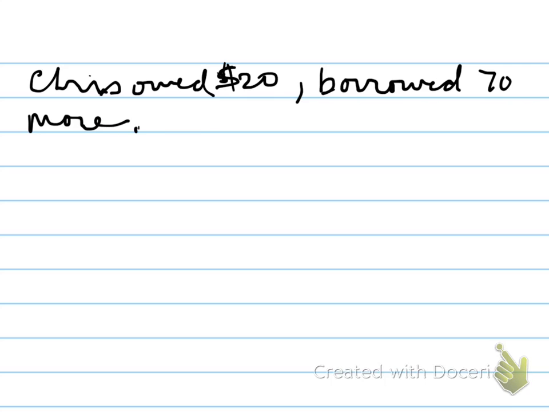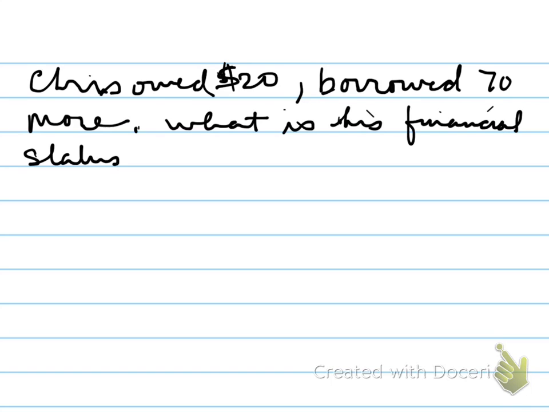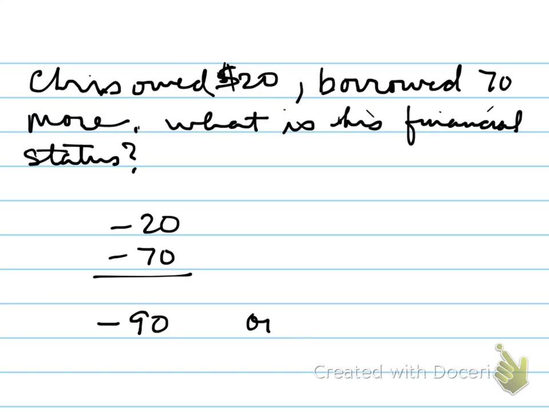So, what is his financial status right now? Worse than broke, right? Well, he had owed $20, now he owes $70, so what does that mean he does? Right. So right now he owes $90. So just put the appropriate sign with your numbers and then do the math. Okay? So his current status can be represented by negative $90.